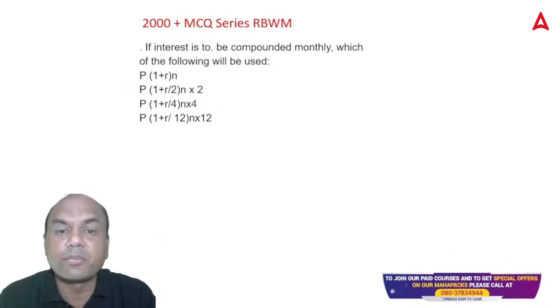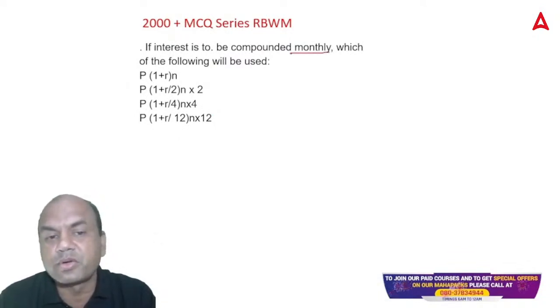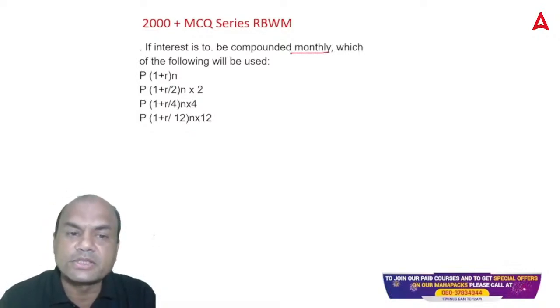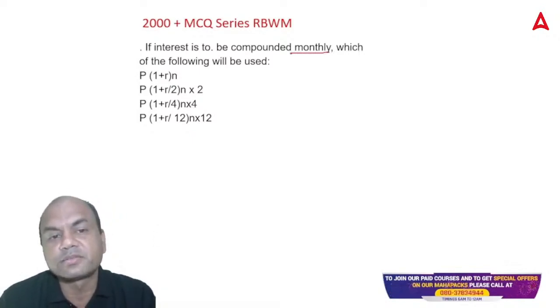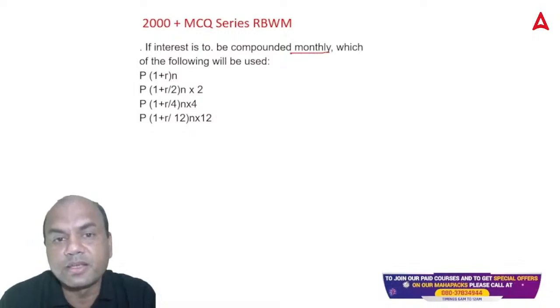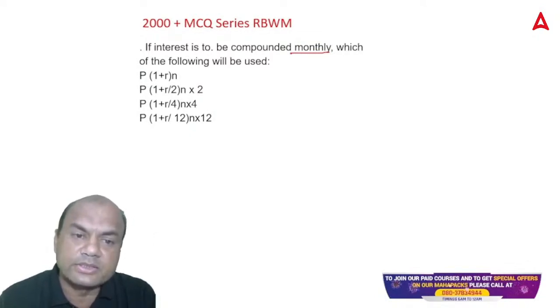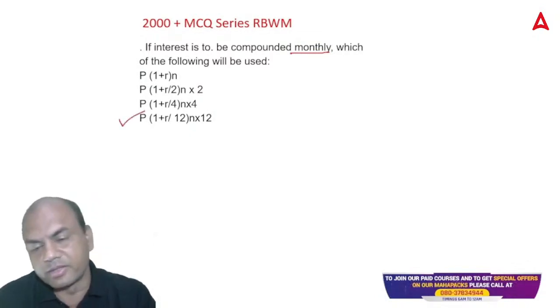If the interest is to be compounded monthly, now this you should be able to answer immediately. Then what is the answer? A, B, C, D. So what is the answer? Monthly means 12. So it is D, right?